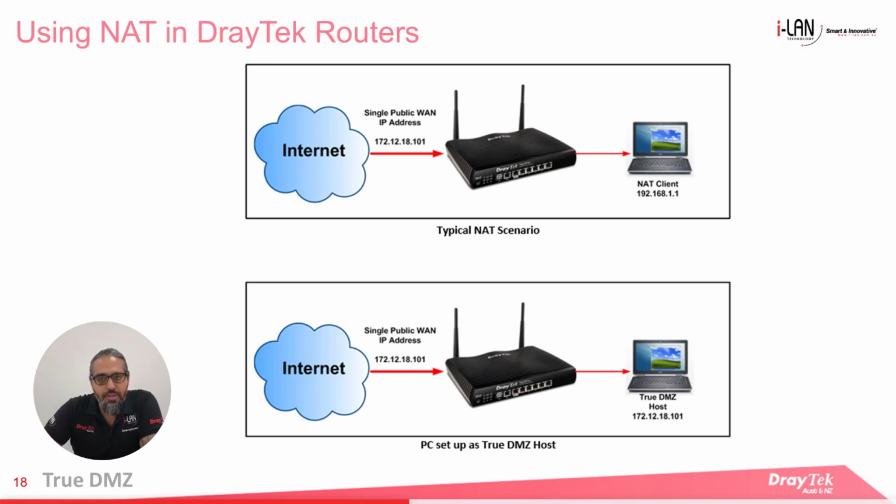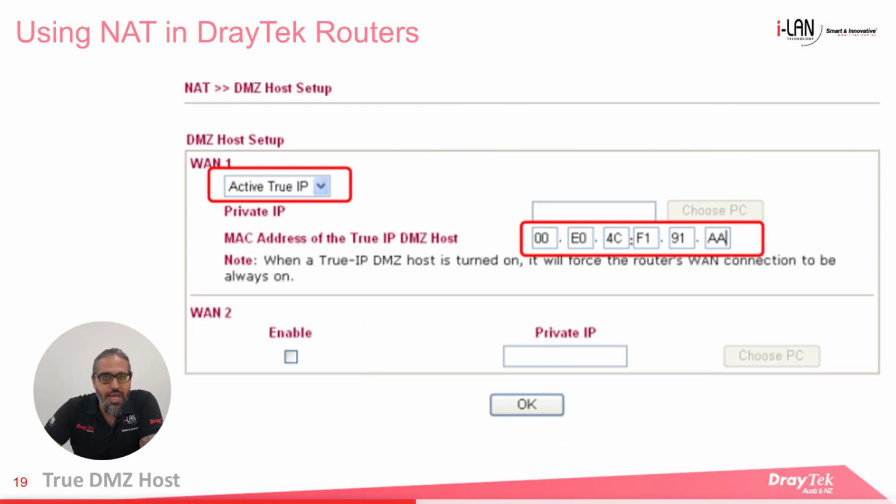You can see in the bottom picture that the WAN IP 172.12.18.101 is being passed onto the PC in the True DMZ area. Now the screen shows how you configure the True IP DMZ host. To do this, just go to NAT DMZ host setup, select active True IP from the pull-down menu at the top, then type in the MAC address of the device in the DMZ. This will tell the router to pass on the public IP address to the DMZ host behind the router.